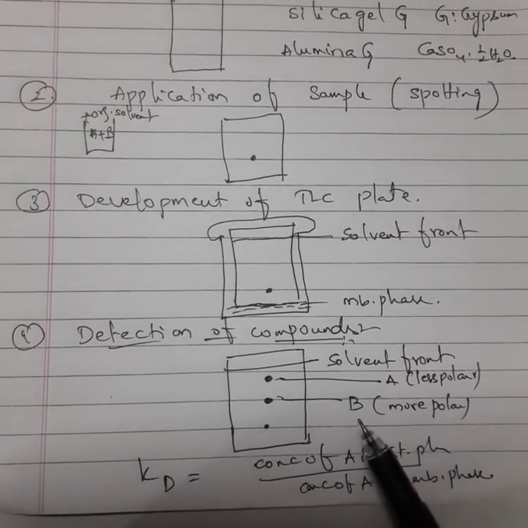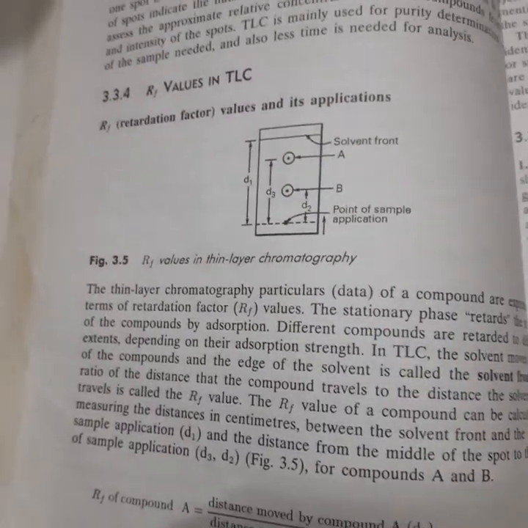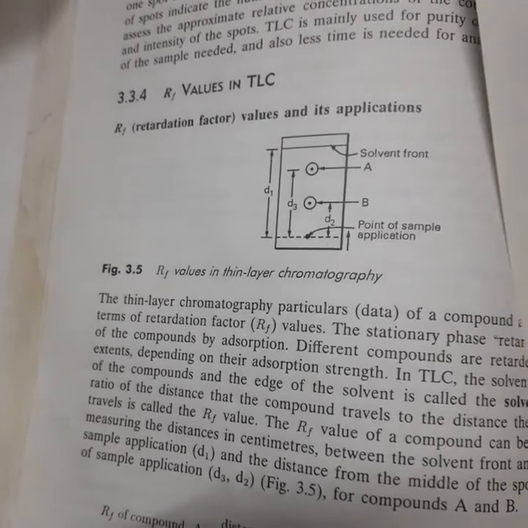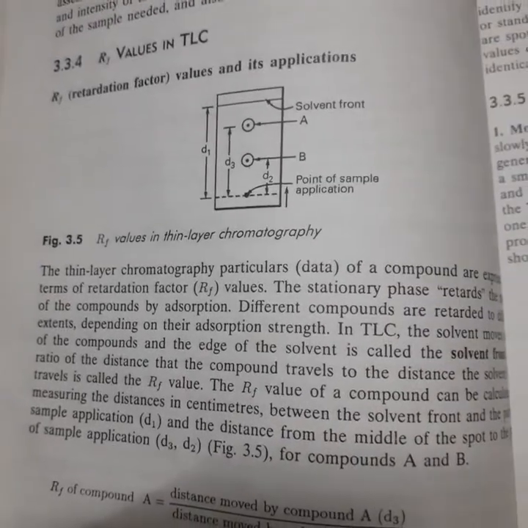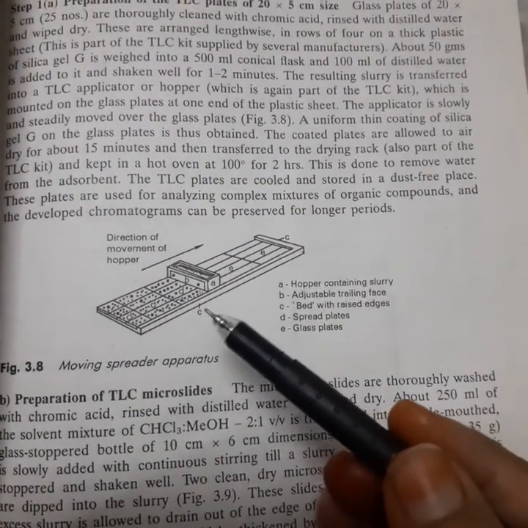And how can I say yes this is B and this is A? By using their retardation factor values. So that's why this TLC is very important, and even for your exams TLC is the most important.